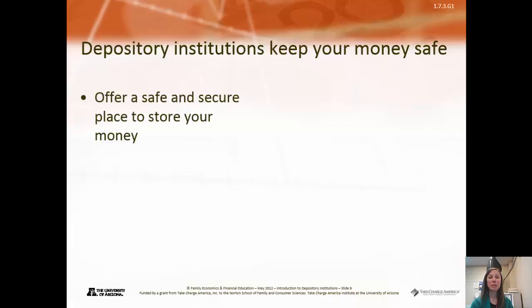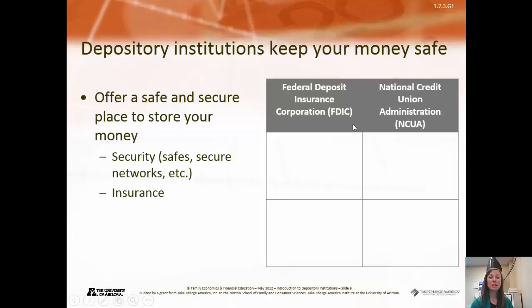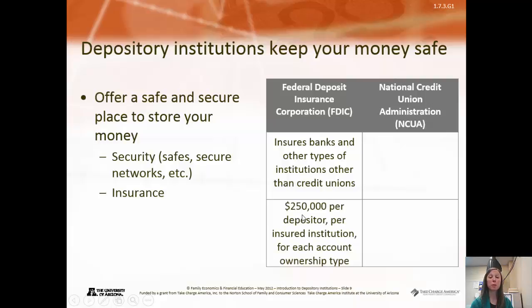Depository institutions keep your money safe. They offer a safe and secure place to store your money. They have safes and secure networks. They have insurance. And insurance is FDIC and NCUA, if you've heard those terms before. What those terms mean is the FDIC insures banks and other institutions besides credit unions for $250,000 per depositor per insured institution for each account ownership type. So that is a lot of insurance backing that if something would happen, you would get your money back. Credit union, NCUA, insures credit unions the same way as the FDIC, the same amount.